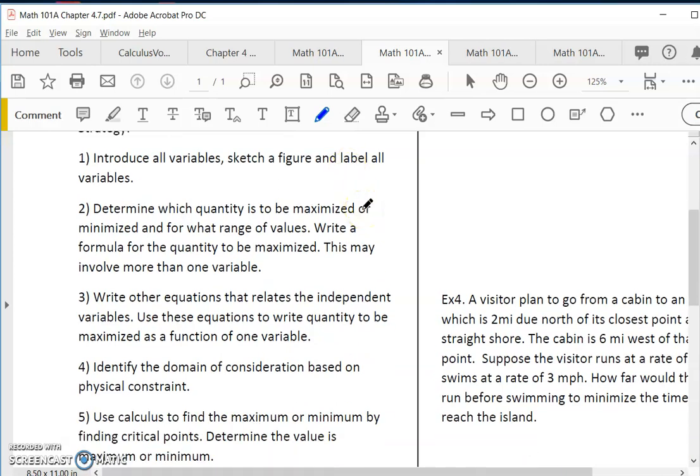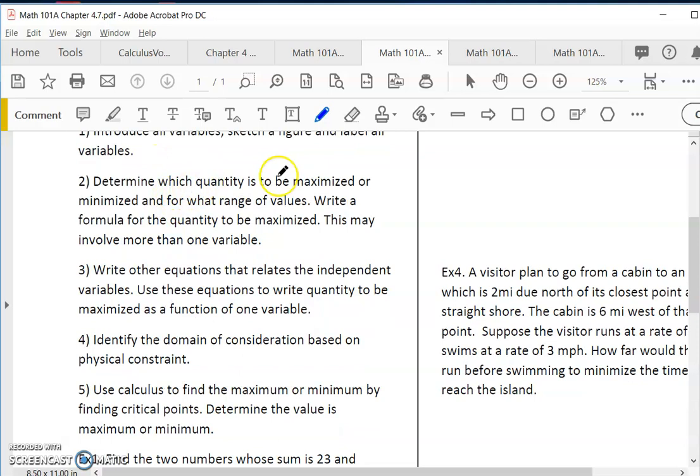The strategy for all kinds of optimization problems is always to introduce all variables that change, sketch a figure, and then label all variables. Don't worry that you have to have just one variable; you can have multiples. Draw a picture, and then determine what you need to maximize. Are you maximizing profit, or area? Then you write A equals if it's area. If it's a product, then you say P equals. Use all the variables that you have to write a formula for the quantity you want to maximize, which involves more than one variable.